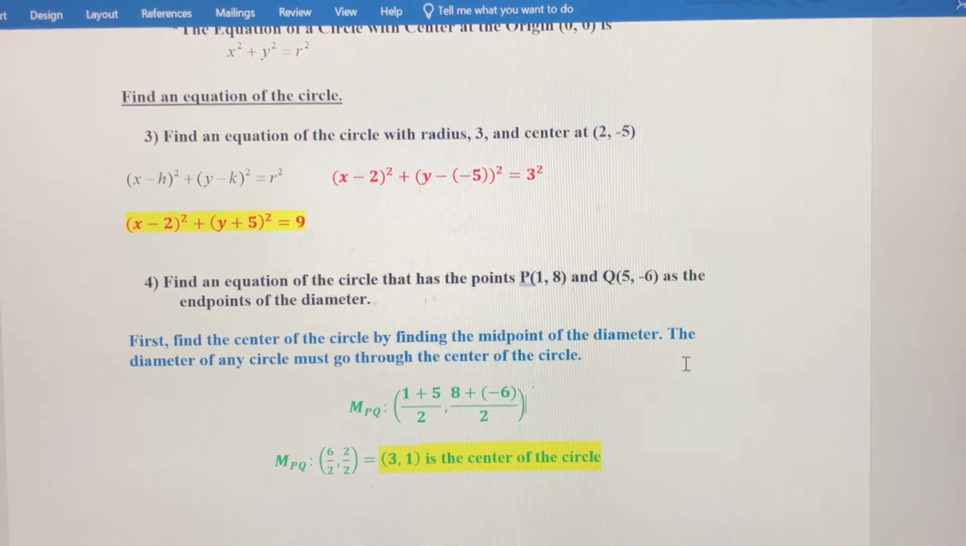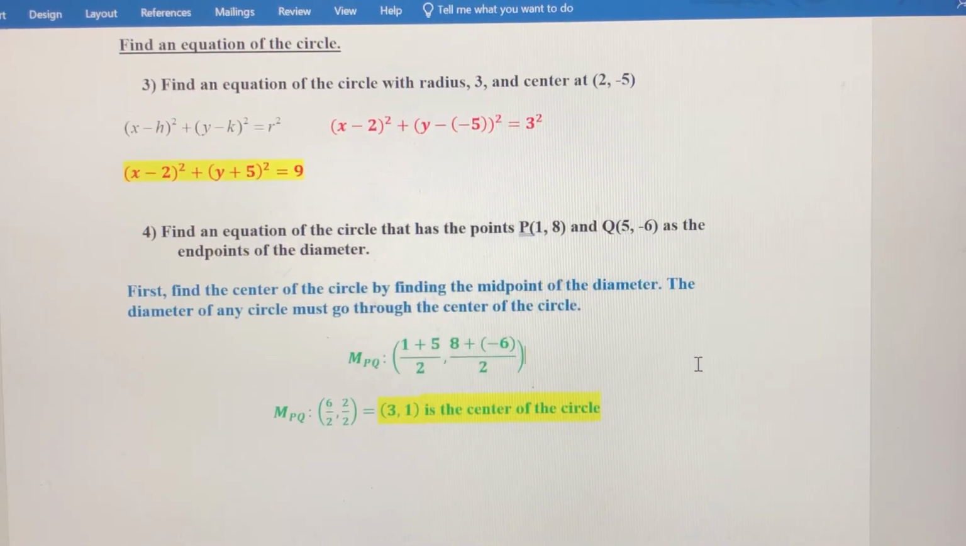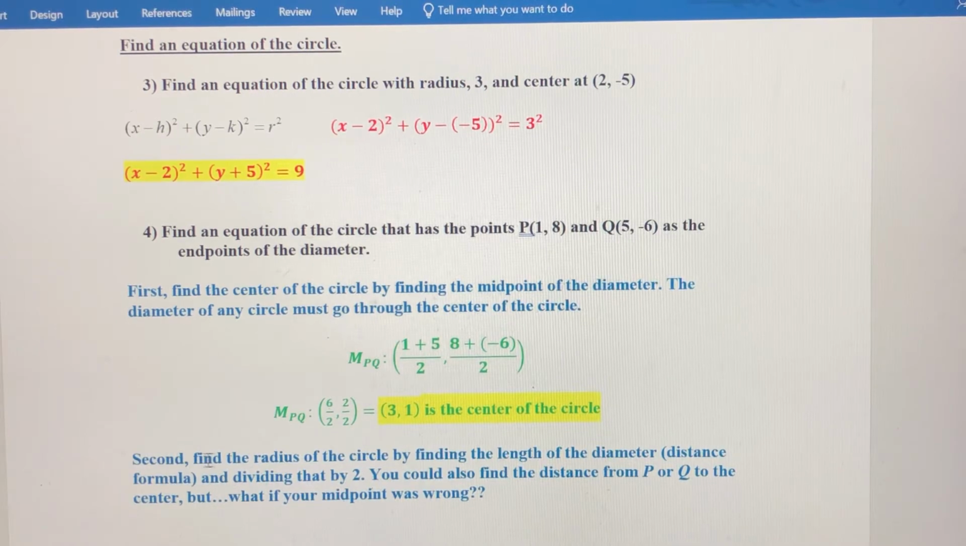So think about how you might find the radius. I'm going to find the radius of the circle by finding the length of the diameter, and I'm going to use the distance formula to do that. And we have to remember, again, the diameter is twice as long as the radius. So once I've found the diameter, if I divide that by 2, that's going to give me the radius. Now, if you trust your work, it will be easier to find the distance from P or Q to this center, (3, 1), that we just found.